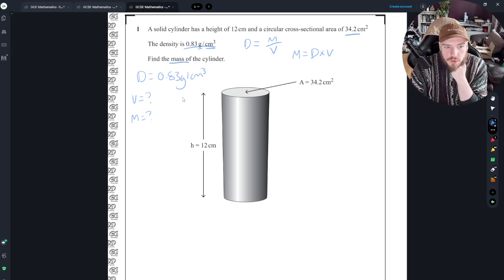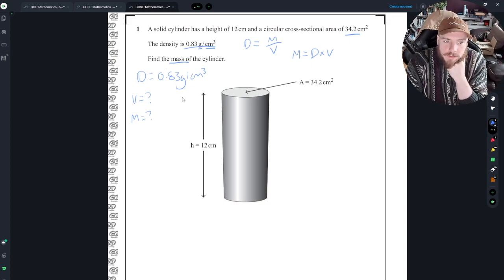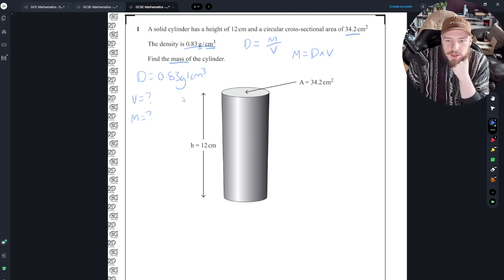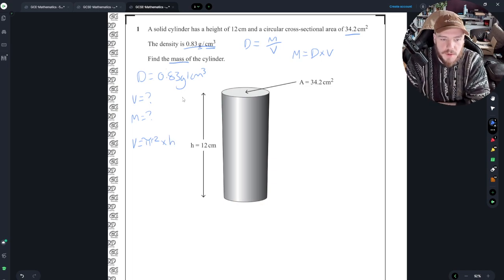We need an equation for volume. The volume of a cylinder, if you don't know, is pi r squared multiplied by h, so multiplied by our height. Our question has already given us the area of our circle, so this part here is equal to 34.2. And our height here is 12 centimeters, so we can multiply by 12.